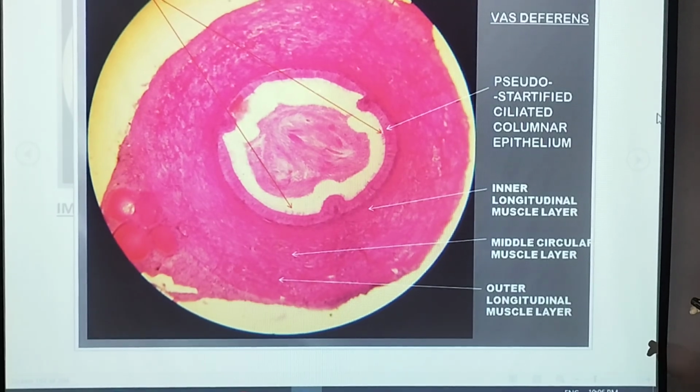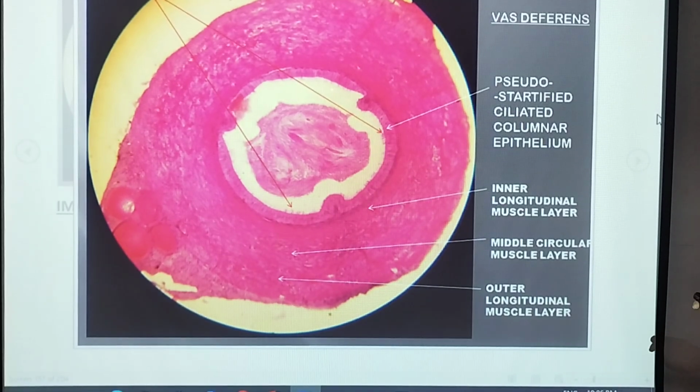First thing is you should see there is a lumen. In some sections you will see the lumen is star shaped because you have longitudinal mucosal folds. Here you don't have the classical star shaped lumen, but you can see mucosal fold 1, 2 and 3 mucosal folds are present.